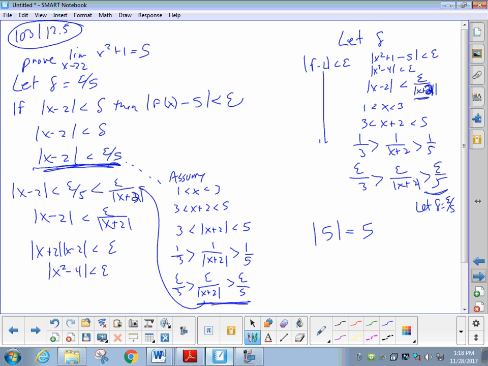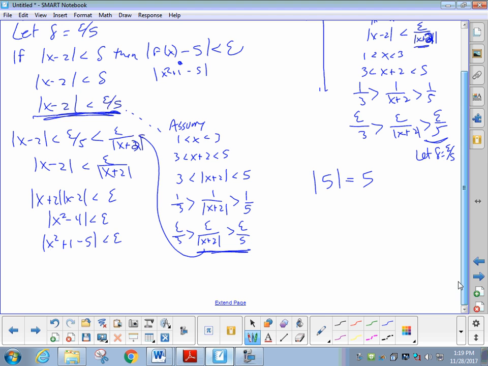And then what's the last thing I need to do? Remember where I'm trying to get to. I'm trying to get to f of x minus 5. What's f of x? x squared plus 1 minus 5. So what do I need to do now? I need to break up x squared minus 4 into x minus 2 times x plus 2, and that is f of x minus the limit. Or that is what I was trying to prove.